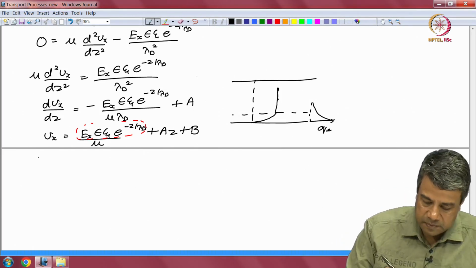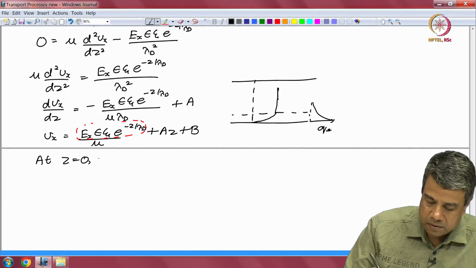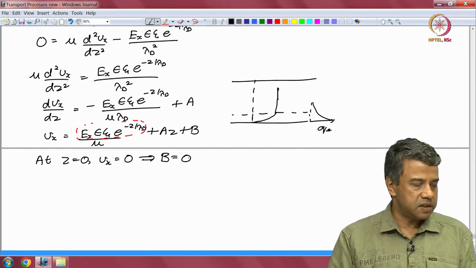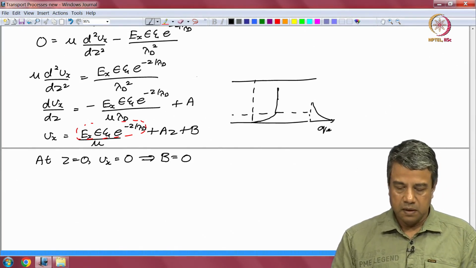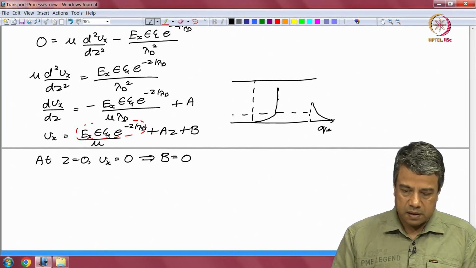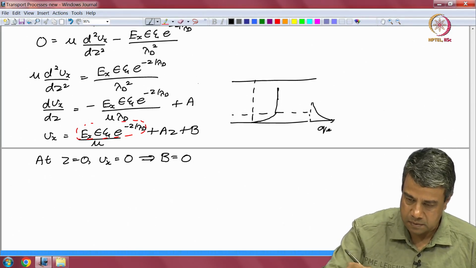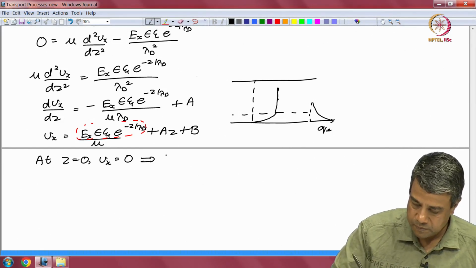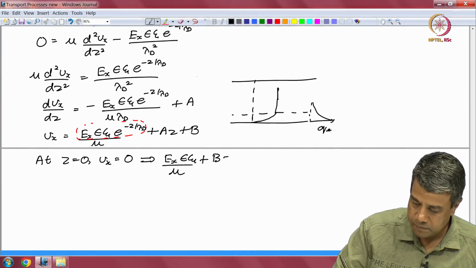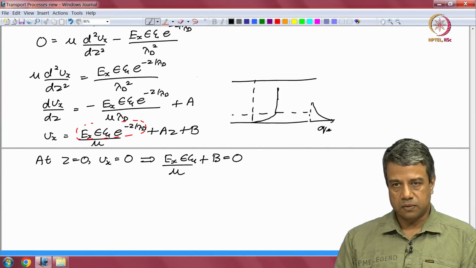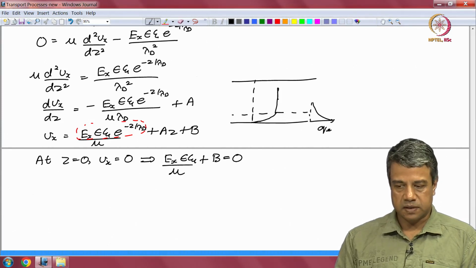So, the boundary conditions, one of them is that at z is equal to 0, Vx is equal to 0, which implies that the constant B equals 0. So, that is the first boundary condition. What is the second boundary condition? As z is equal to 0, the exponential is just equal to 1. So, this is the boundary condition at Vx is equal to 0.